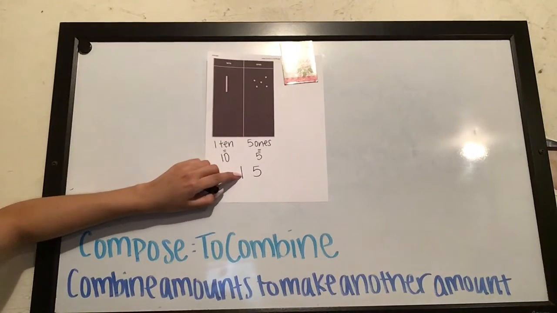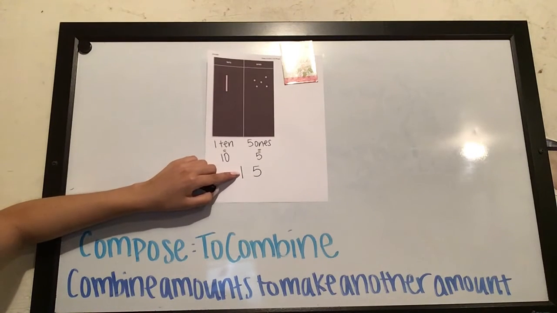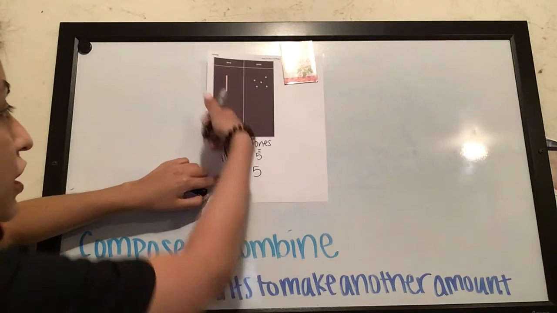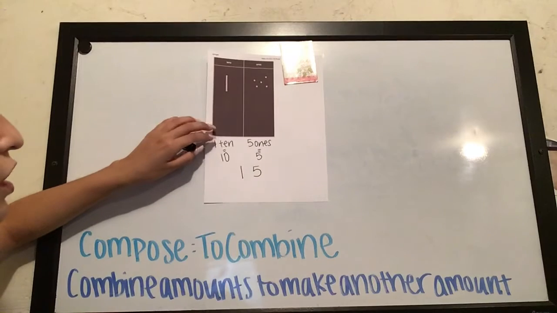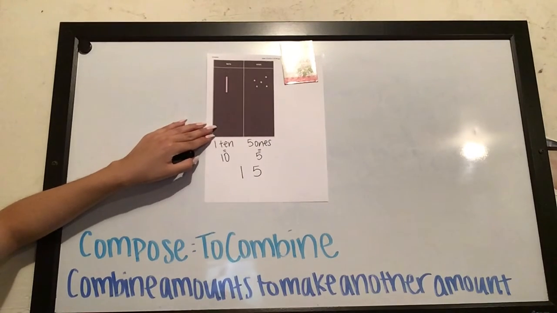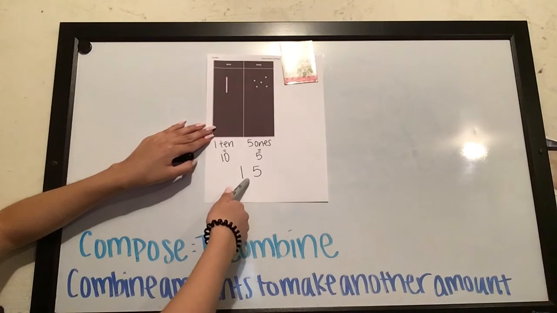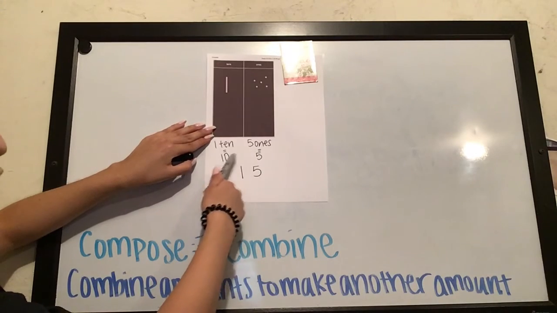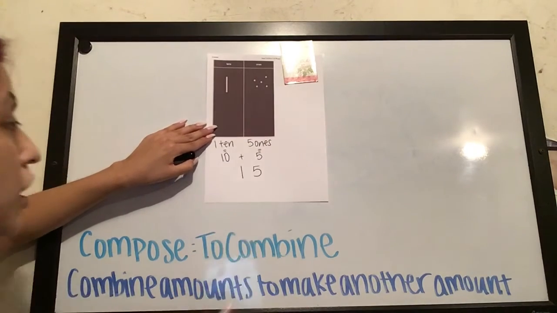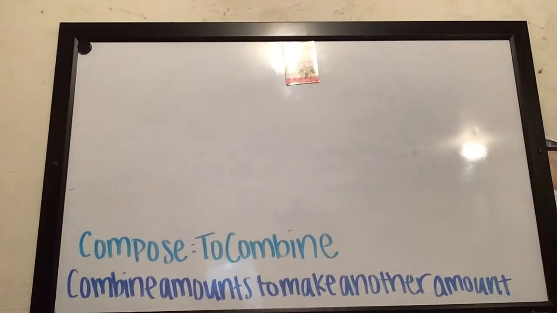But remember, the 1 in the 15 represents 10. So the value of the 1 is 10. So this number is actually 10. This number is just 5 because it's just in the ones place. But that's why we get 15. And another way you can look at it is if you add 10 plus 5, you get 15, because 1 ten equals 10 and 5 ones equals 5. So 10 plus 5 equals 15. Okay, let's do another one.